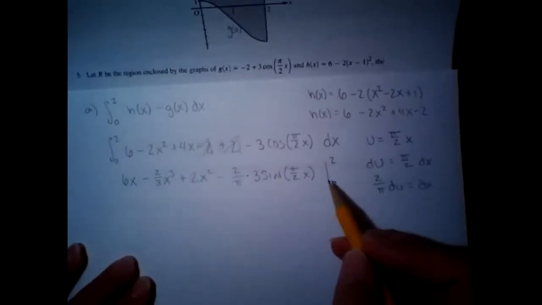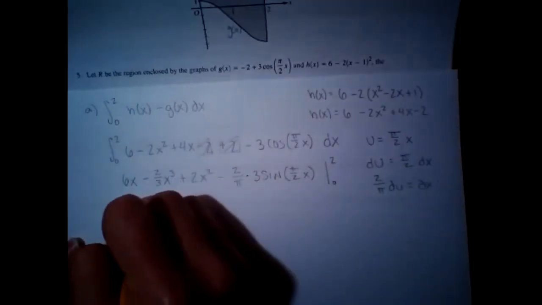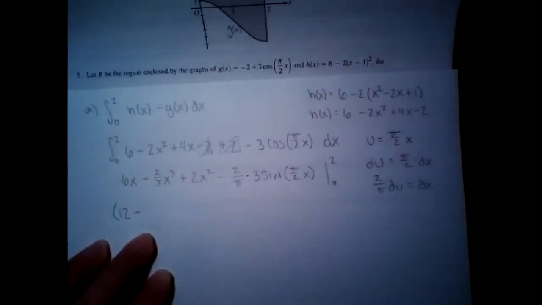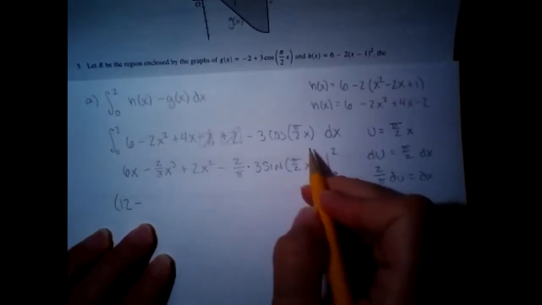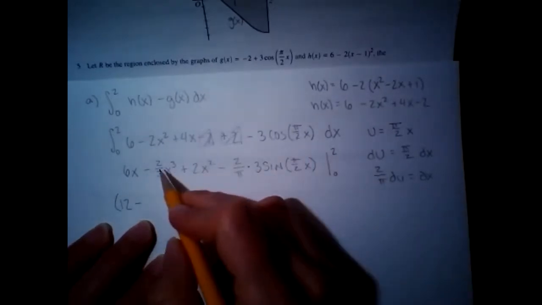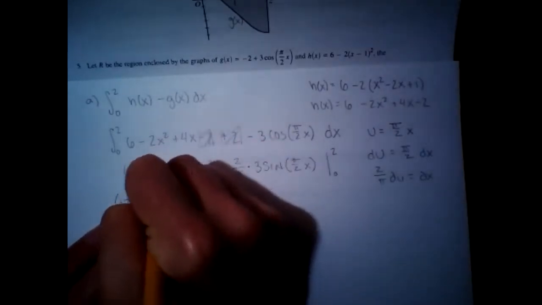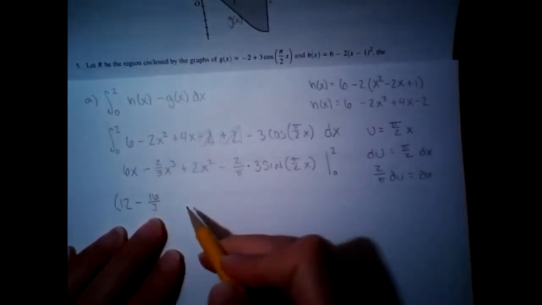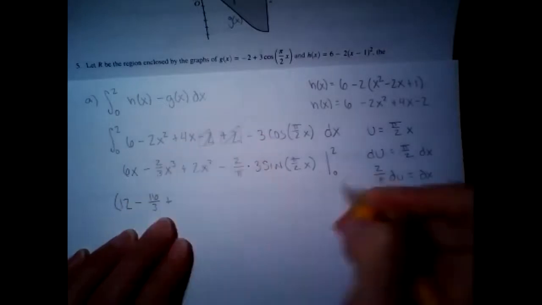All right, so upper boundary minus lower boundary. If we plug in 2, 6 times 2 is 12. And remember, you don't have to simplify any of this because it's free response. 2 cubed is 8 times 2 is 16, so that'll be 16/3. But you can write it as 2/3 times 2 cubed. I just don't want to do all that writing.